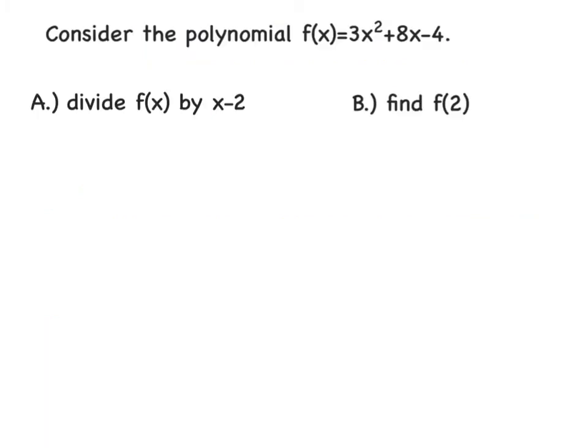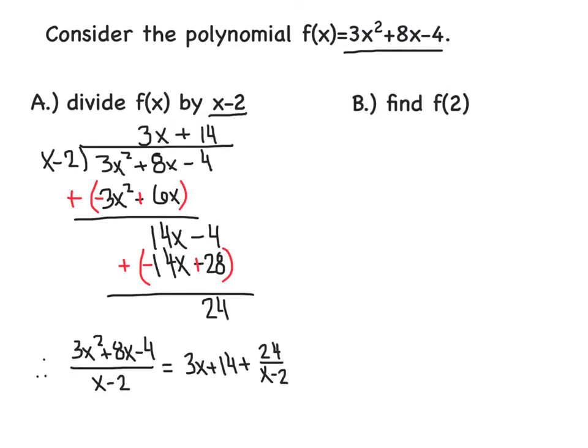So first things first, they've given us this polynomial function. It's a second degree function or a quadratic function, and they want me to divide it by a linear factor, x minus 2. So I'm going to start off with my long division here, x minus 2 into 3x squared, and I've got every term, so I didn't have to insert any placeholders or missing terms there. So go ahead and work out this long division and see if we get the same thing.